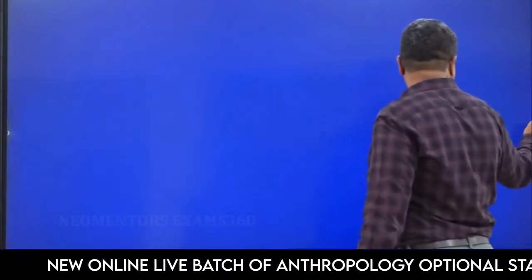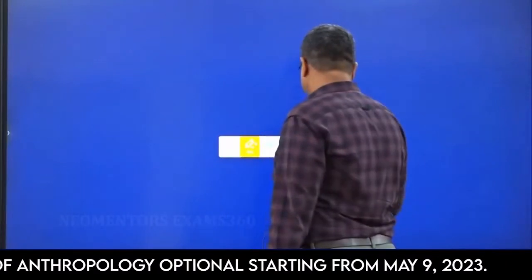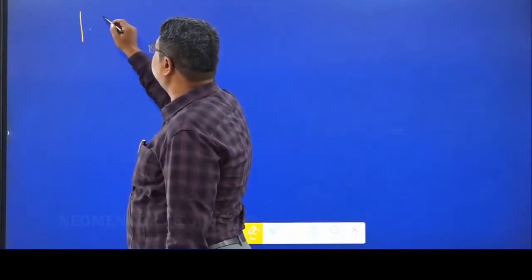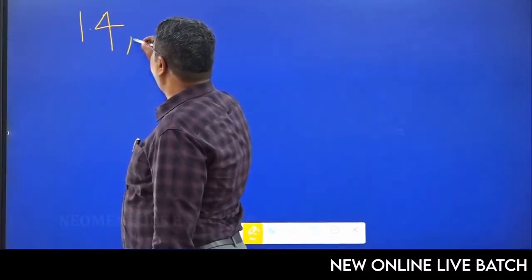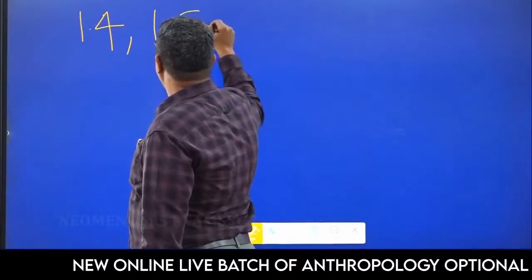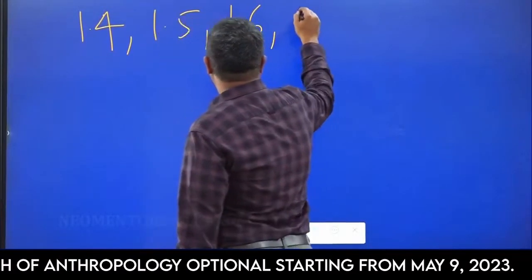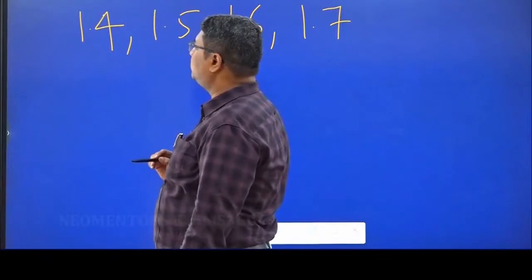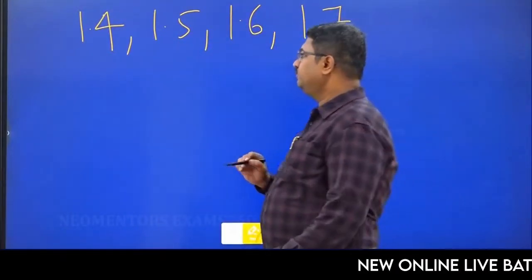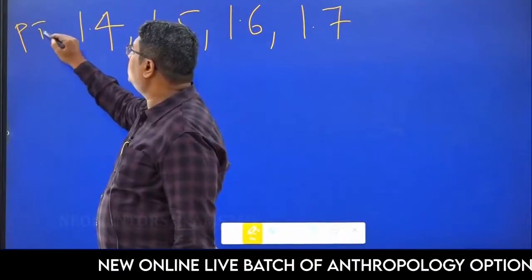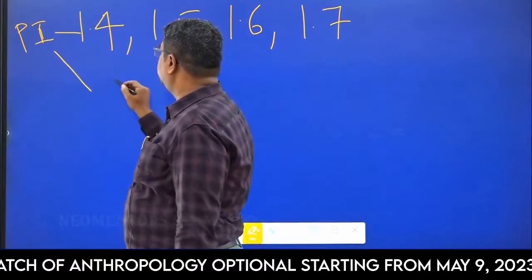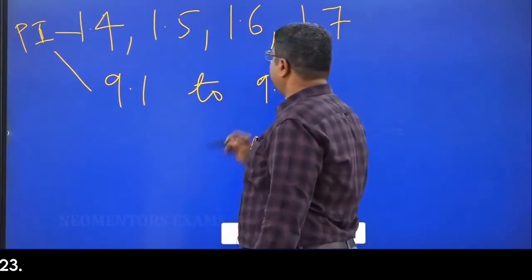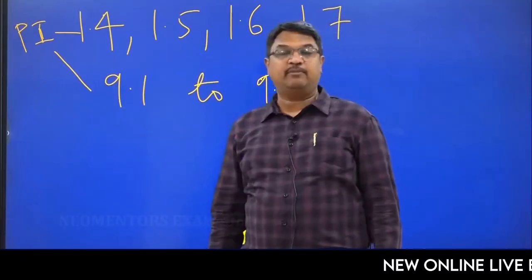So for example, if I am talking about the origins, the initial chapters, that is 1.4, 1.5, 1.6 and 1.7 in paper 1. So the entire biological or physical anthropology is dealt with in paper 1 only. Paper 1 itself completely covers physical or biological anthropology. Then chapter 9.1 to 9.8, the complete gamut of human genetics and the applied parts.